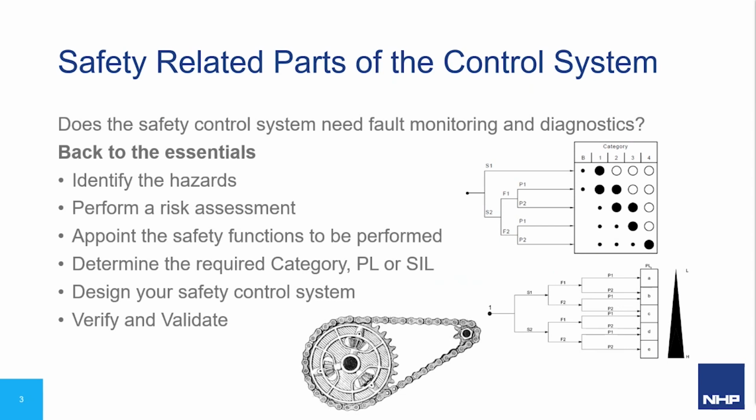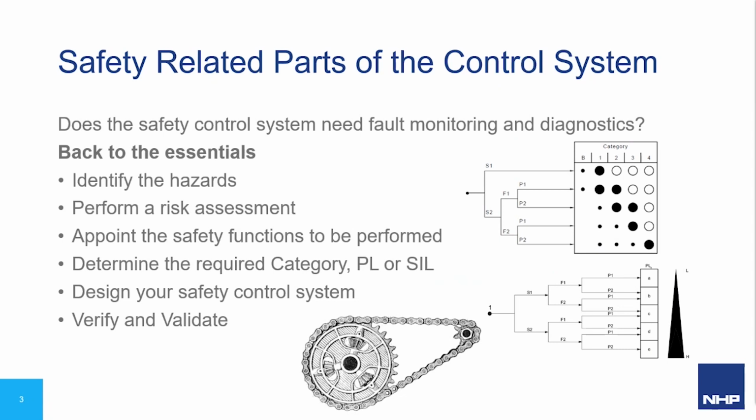First off, identify the hazards associated with the machine: crushing, cutting, impact, pinch points, etc., or other non-mechanical hazards like noise, heat, and radiation. Perform a risk assessment on the hazards, take into account the processes and the people involved, and determine the residual risk and how best to reduce it. Appoint the safety functions which will be used to reduce the risk. This could be interlocking of guards, speed monitoring, or even requiring a manual reset on the safety control system before restarting.